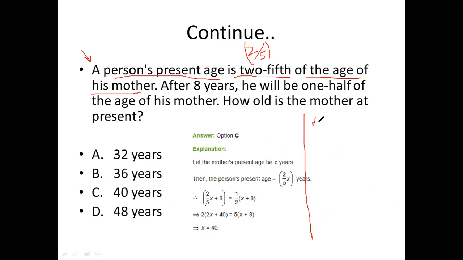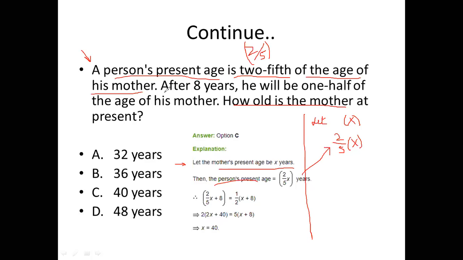So we assumed let the mother's age be x. This is the first line we wrote: let the mother's present age be x. We have to find it, right? Because what we have to find is how old the mother is. Putting this, the person's present age will be how much? As you can see, a person's present age is 2/5 of the age of his mother. So if the mother's age is x, the person's age will be 2 by 5x. Is it clear?